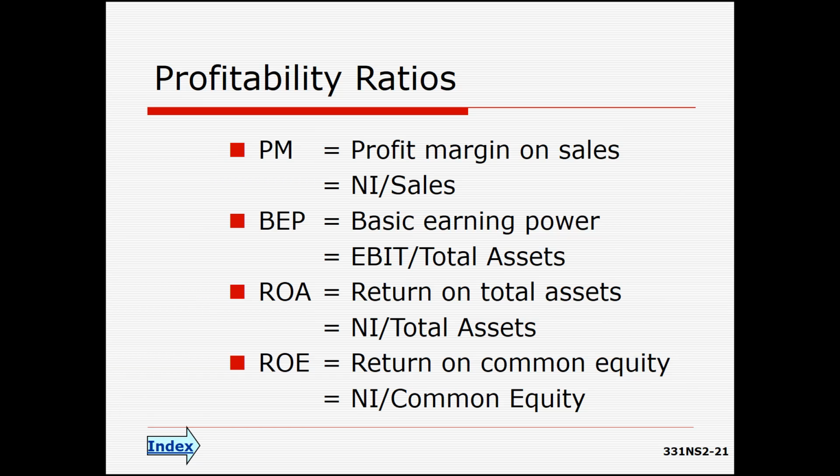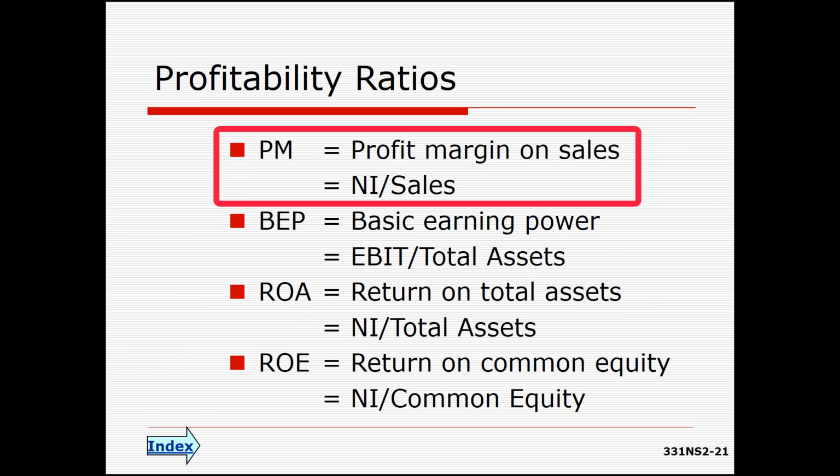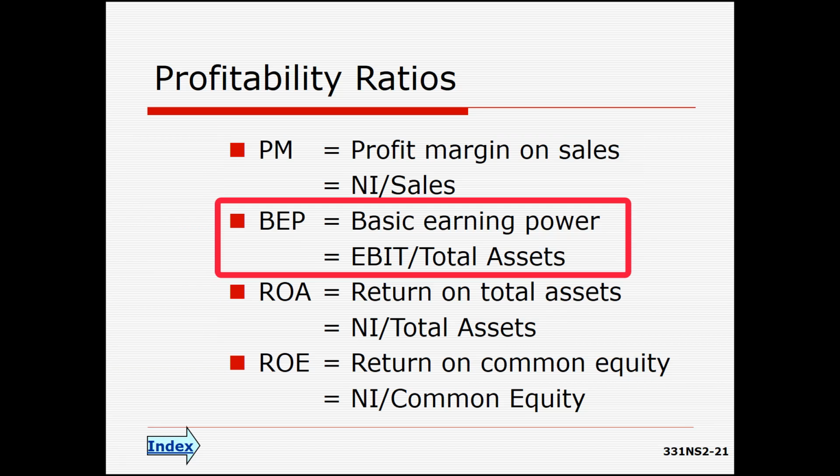Profitability ratios are fairly self-explanatory. Is the firm making money on its sales? Profit margin is the true bottom line, net income to sales. Basic earning power removes the effect of interest and taxes. This number is very influenced by what industry the firm is in.